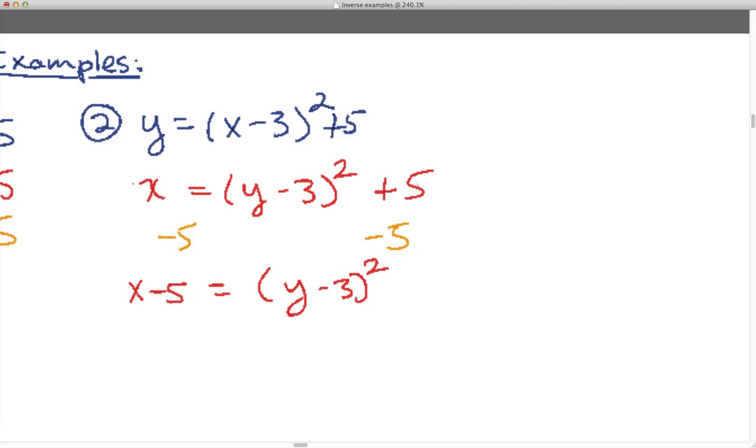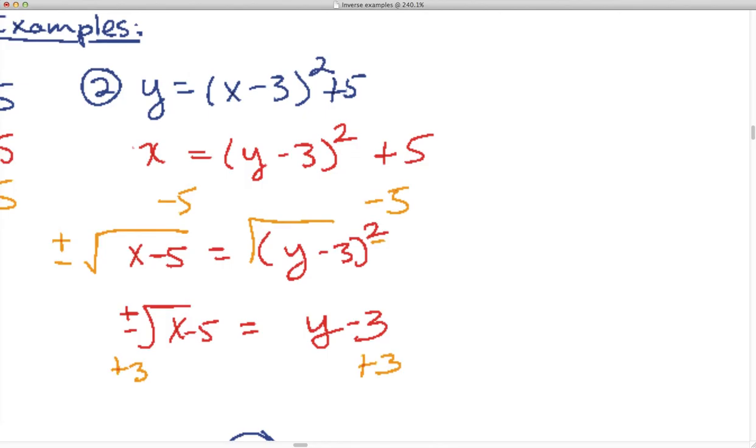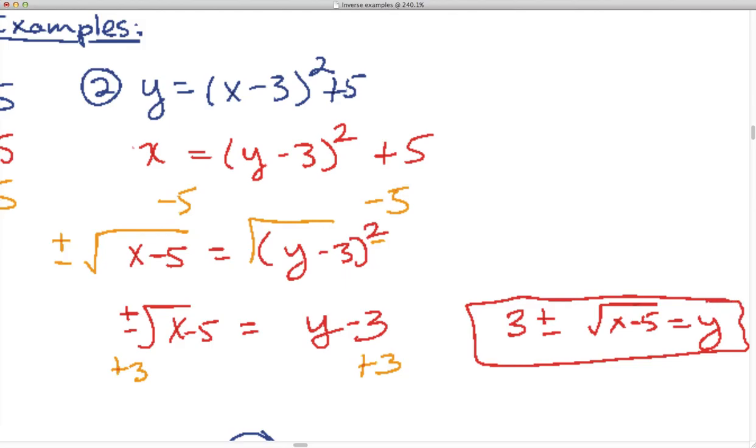And then you square root both sides, because the opposite of the square right here is a square root. And when you square root the left side, you have to put a plus or a minus there. And then the only thing left to do is to add this 3, because it's the only thing left on the same side as the y. And your final answer would be, I'm going to squeeze it off to the right here, 3 plus or minus square root of x minus 5. Okay. Let's look at another one.